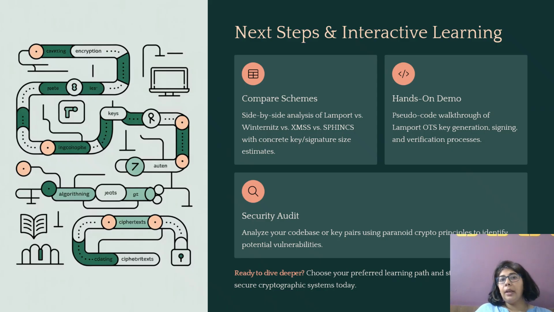For the next steps, I'll come back. We'll look at the interfaces side by side, an analysis of Lamport versus Winternitz algorithms versus XMSS and SPHINCS signatures. There are some hands-on pseudocode walkthroughs that we'll go through, hopefully, and security audits for analyzing your code base and key pairs. That's it for now.